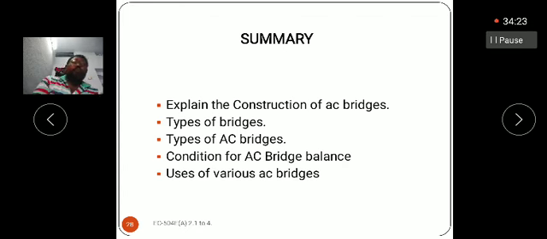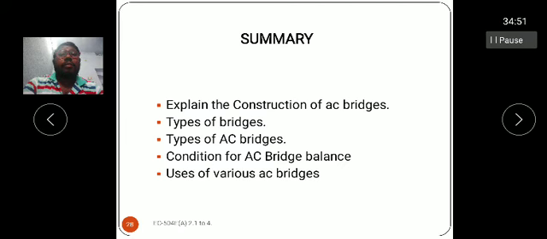The second topic is the types of bridges. We have two types of bridges, AC bridges and DC bridges. In DC bridges, the applied excitation source is DC, and the current passing through the circuit is direct current.